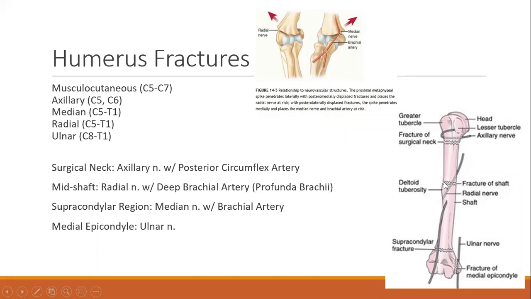So when you have a fracture to the midshaft of your humerus, you can damage your radial nerve along with your deep brachial artery, also known as your profunda brachii. This area of your humerus here is your supracondylar area. If you have a supracondylar fracture.